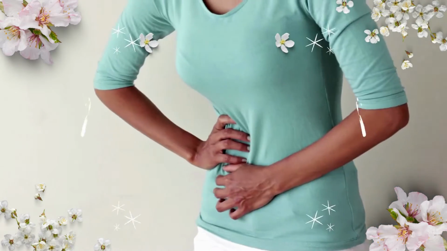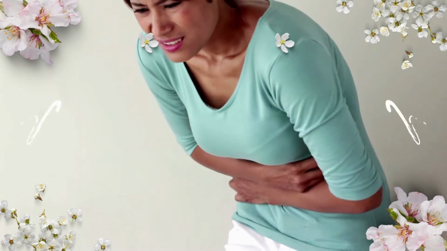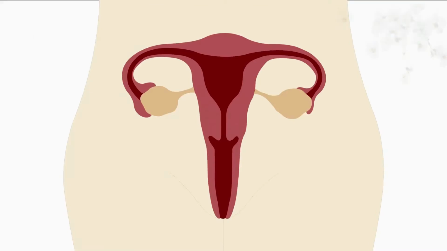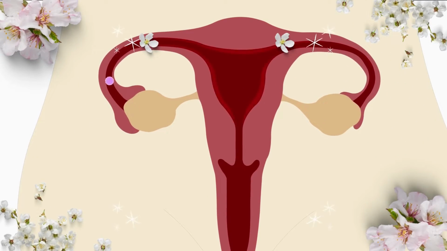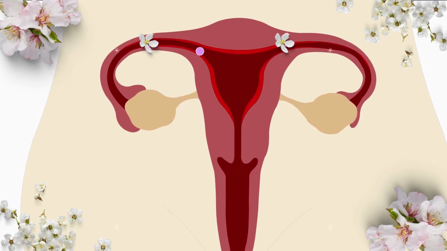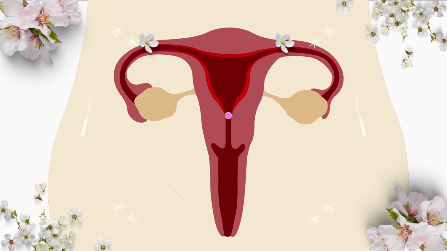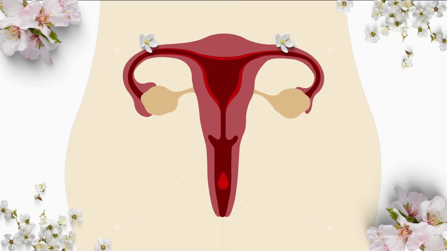The pain that you get with your menstrual period, as initially stated, is called dysmenorrhea in medical terms. We are going to stick to menstrual pain or menstrual cramps in this video. There are two types of menstrual pain. The first is primary menstrual pain, and this is the most common type of menstrual pain.